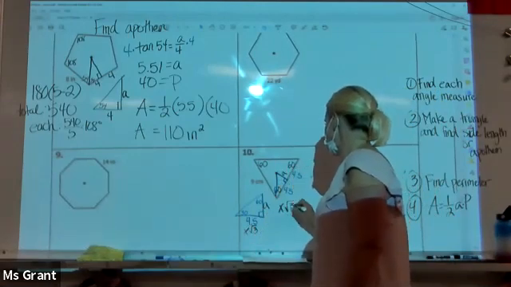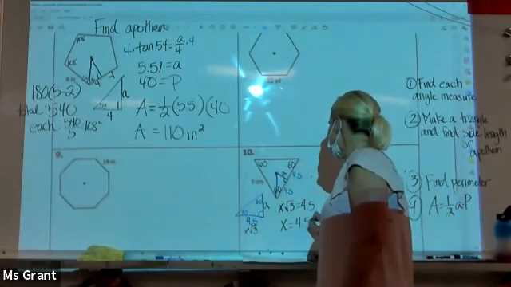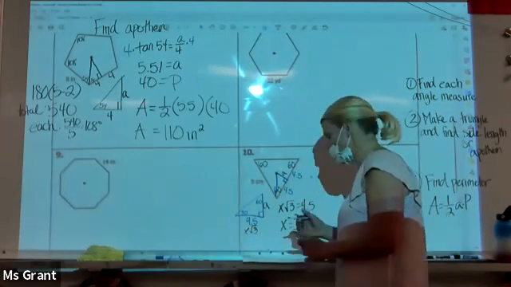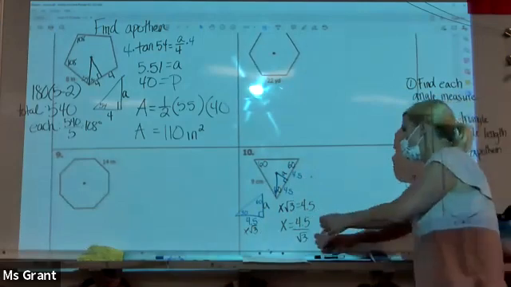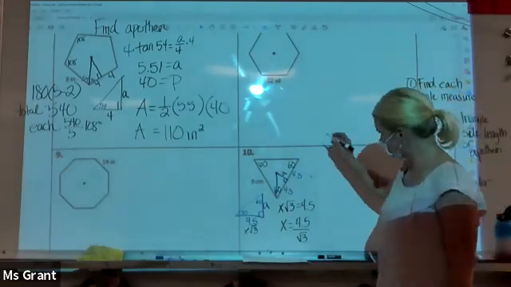X radical 3 equals 4.5. What is 4.5 divided by radical 3 on your decimal answer on your calculator? 4.5 divided by radical 3. Say it again. 2.6.